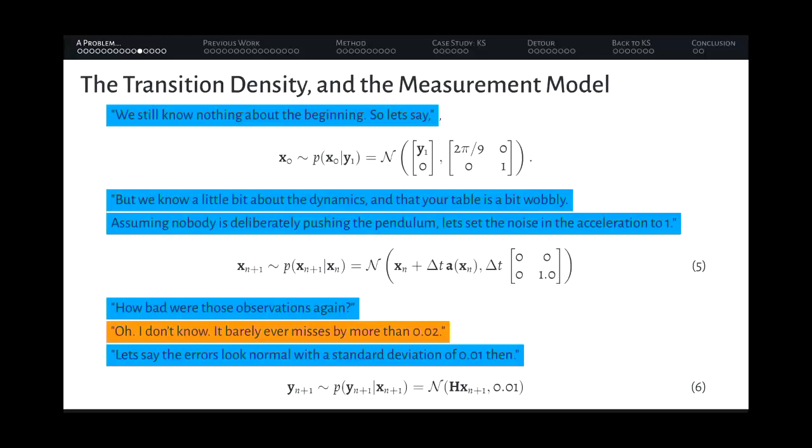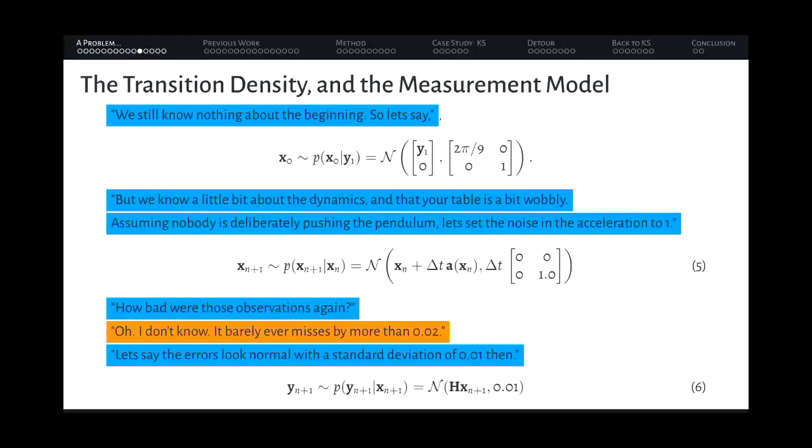We do know a little bit about the dynamics. We know that the table's a bit wobbly. And assuming nobody's deliberately pushing that pendulum, the noise is really on that acceleration when the wind maybe pushes it, currents in the room or something like that. Let's just put noise in the dynamical model for the acceleration to 1. And so you get a state transition model that looks a bit like this. So the hidden state at the next time step is a conditional distribution on the previous state of the model, a normal, right?